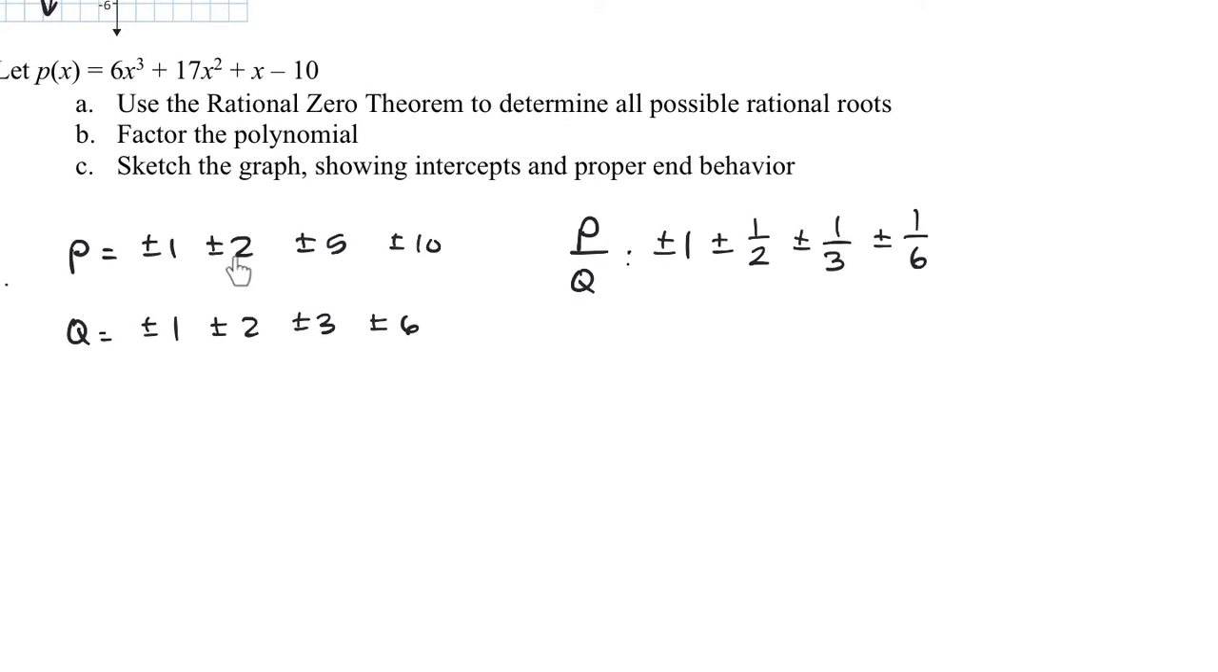And you don't have to duplicate. For example, 2 divided by 1 is not on our list, but 2 divided by 2 is just plus or minus 1. We already have that. So you don't need to write the duplicates. So we have plus or minus 2. 2 divided by 2 is 1, we already have that. 2 divided by 3 is 2/3. 2 divided by 6 is 1/3, and we already have that one. So we just need a 2/3. And we have 5 divided by 1, 5 divided by 2, 5 divided by 3, 5 divided by 6. We need all of those.